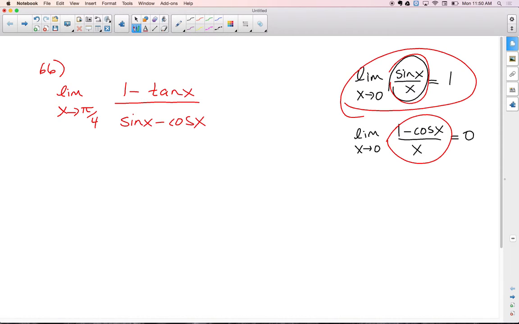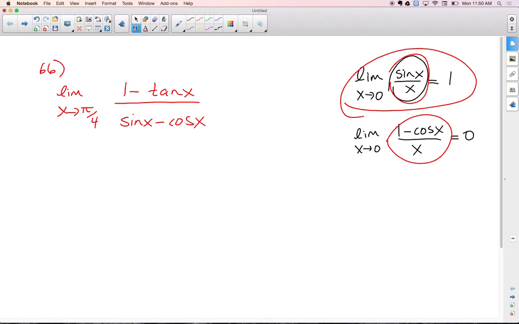Root 2 over 2 minus cosine of pi over 4. So you got root 2 over 2 minus root 2 over 2. What's root 2 over 2 minus root 2 over 2? You got 0 on bottom. That's problematic. Okay? Top. Let's see if we get 0 on top.